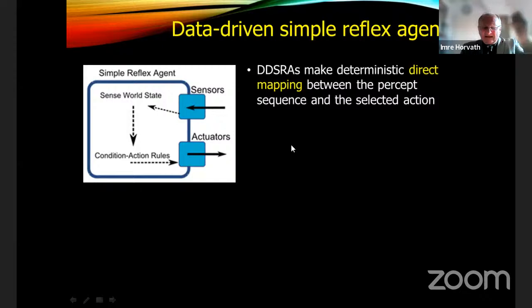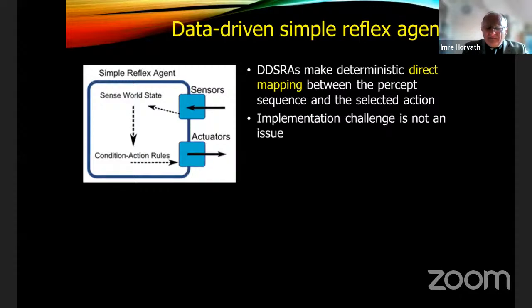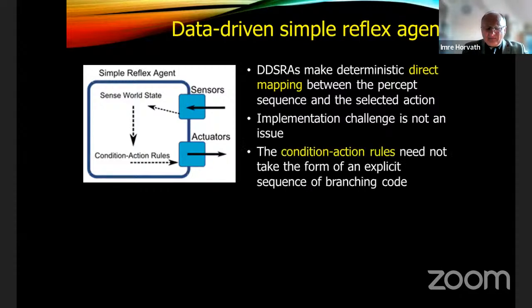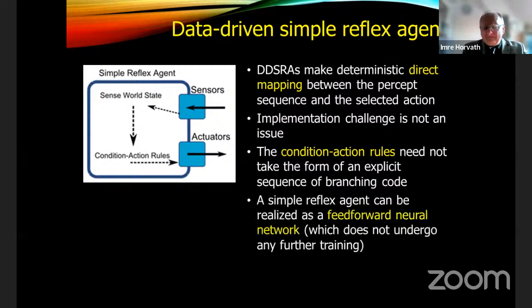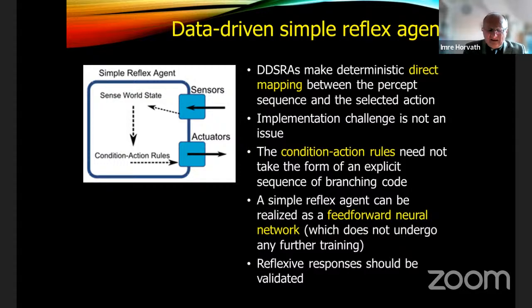So this type of agent is deterministic in a sense that it makes a direct mapping between the percept sequence and the selected action. And typically one percept triggers one action. Implementation challenge is not an issue. They are simple and for this reason easy to implement. The condition action rules need not take the form of an explicit sequence of branching code. Nevertheless, they should be expressed as a kind of conditional rule. A simple reflex agent can be realized as a feed-forward neural network, for instance, which doesn't undergo any further training.